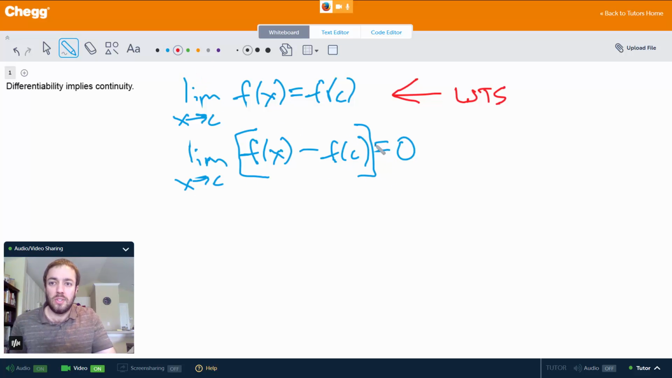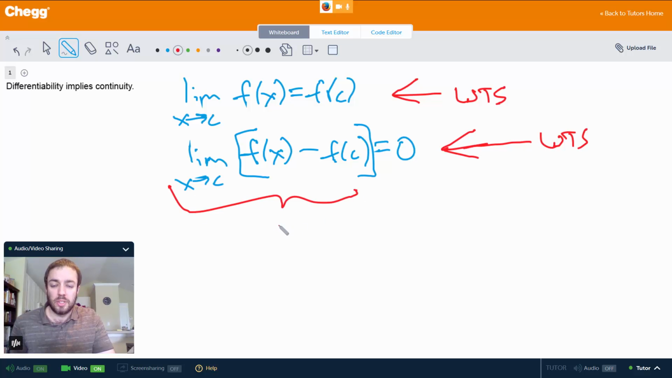So what we're actually going to do is show this. So this is what we want to show: that this expression over here equals 0. So let's go ahead and do that.